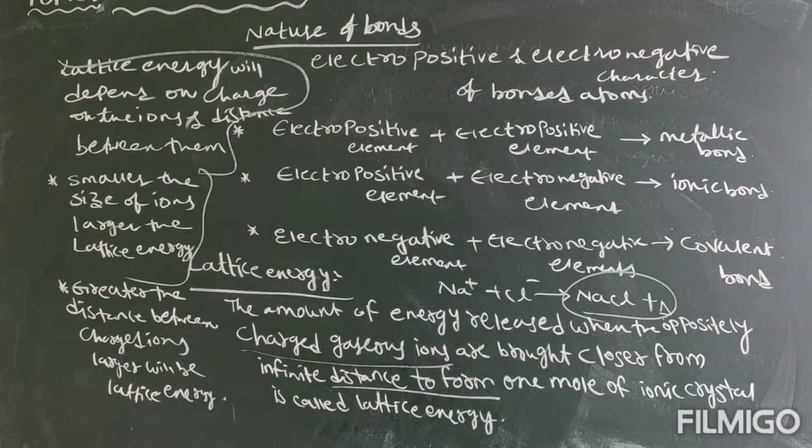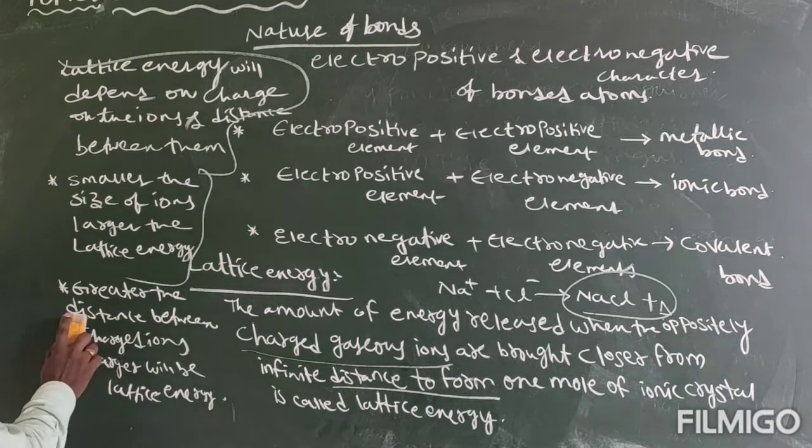Next, the definition of lattice energy. It is the amount of energy released when oppositely charged gaseous ions are brought closer from infinite distance to form 1 mole of ionic crystal. And we can conclude that lattice energy will depend on the charge on the ions and the distance between them. The smaller the size of the ions, the larger the lattice energy. The larger the charge on the ions, the higher the lattice energy.